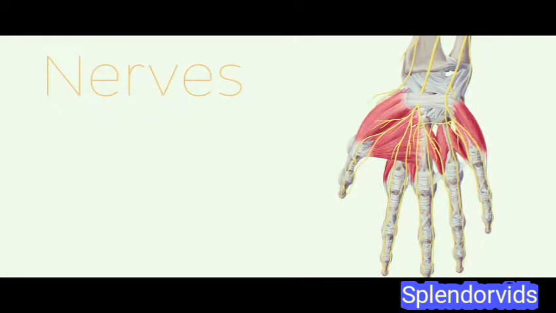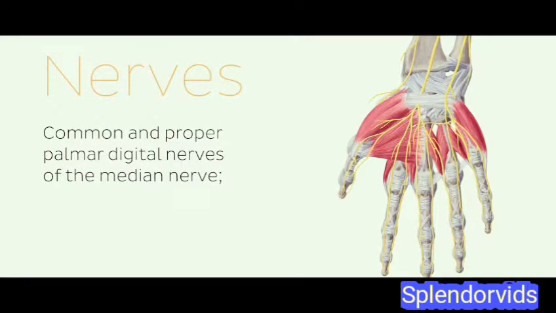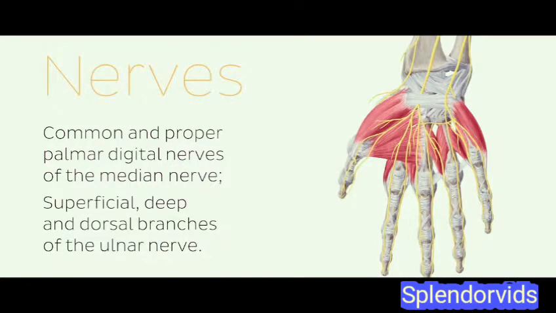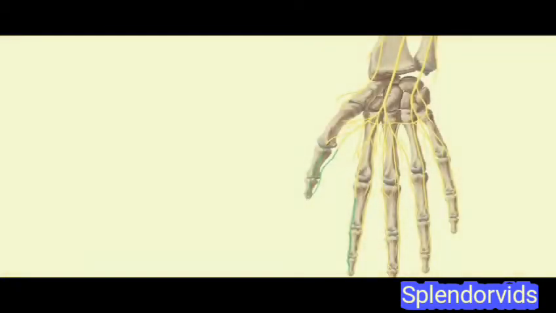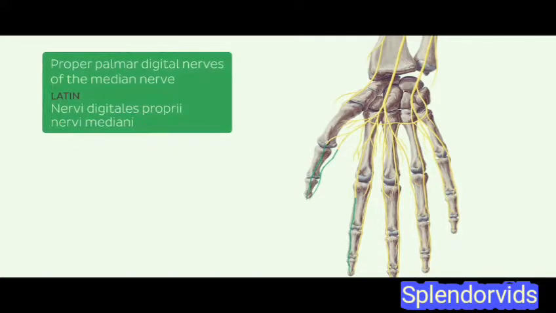We are now ready to talk about the different nerves that we find on your hand. Before we do so, I would like to also list them. These include the common and proper palmar digital nerves of the median nerve. We're also going to see the superficial, deep, and dorsal branches of the ulnar nerve. Now let's start off with the first ones that you see highlighted in green, which are known as the proper palmar digital nerves of the median nerve.